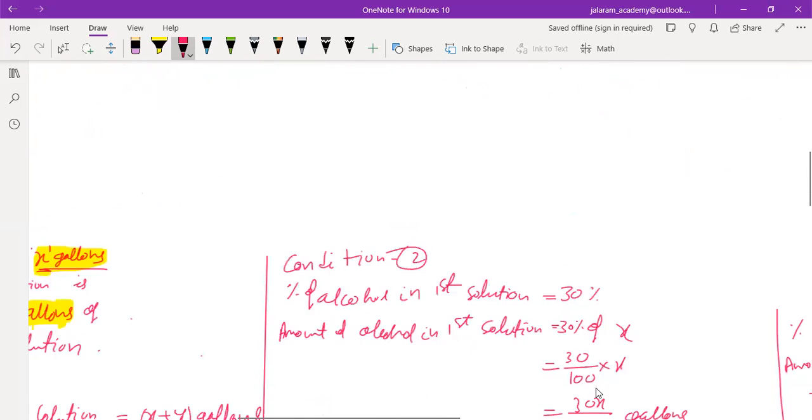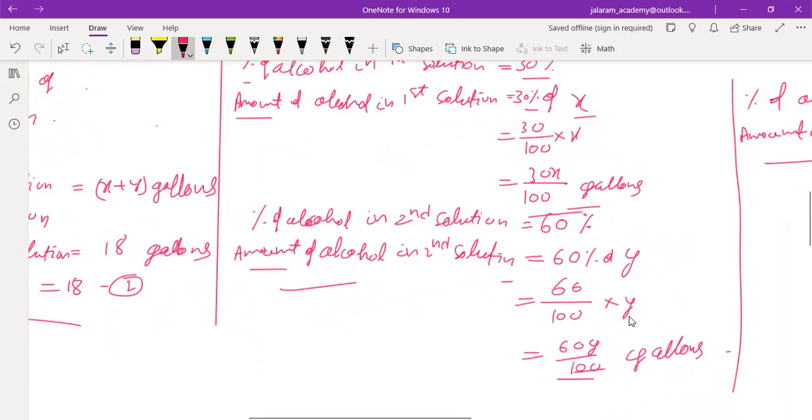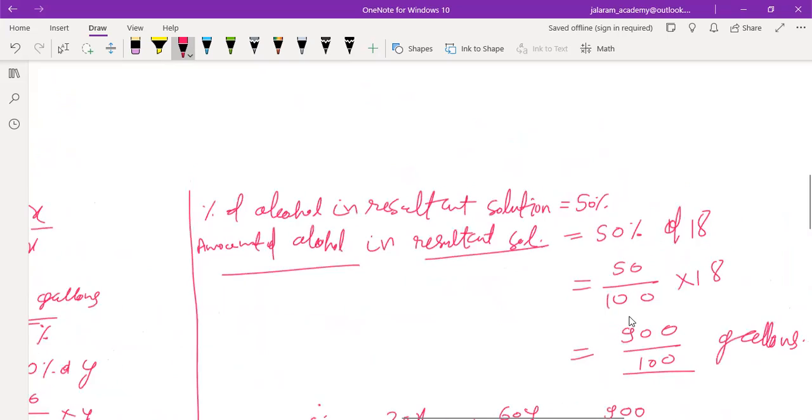Hope you have understood how to solve these types of questions. In place of percentage, we have to write quantity or amount. And then we multiply the percentage with the total quantity to get the total quantity of alcohol. Similarly, sometimes questions involving adulteration in milk are also given.